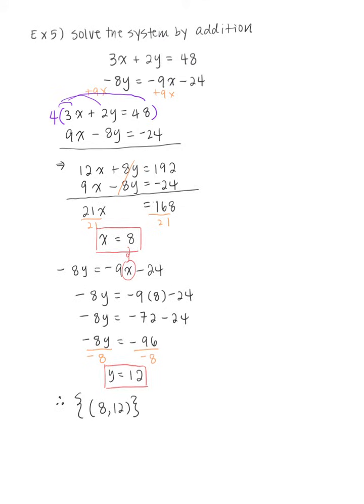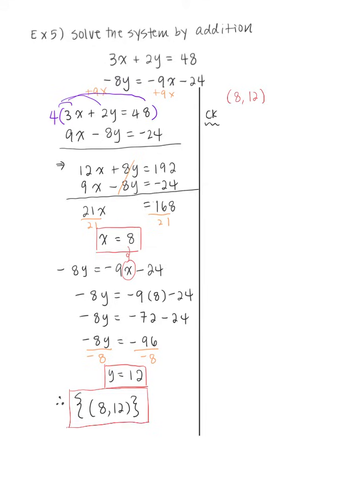Oops, on the previous example, I forgot to check our solution, but that's okay because we already know what the answer is going to be. All right, so now let's check our solution here. So what is our proposed solution? 8, 12. Oh, I forgot to box that. All right, so let's take the first equation, which is 3x plus 2y equals 48. So you're going to have 3 times 8 plus 2 times 12. Is that going to give us 48?